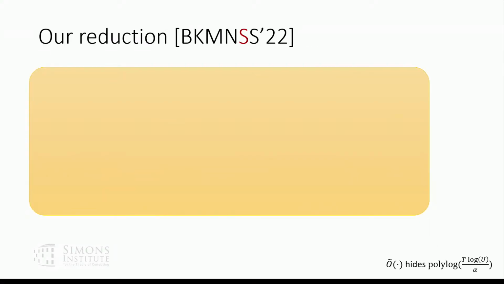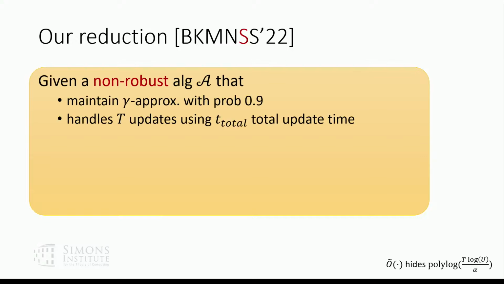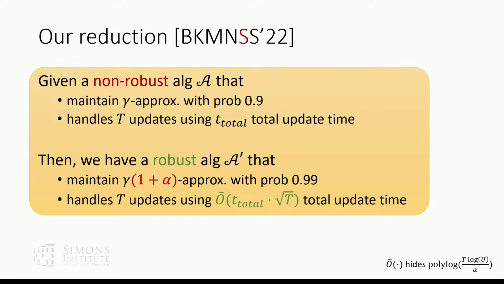So now let's see how to get something a bit better. Suppose we are in the same setting. You have a non-robust algorithm such that it handles T updates in T total time. What we're going to see today is that we can get a robust algorithm A prime that maintains gamma times 1 plus alpha, just a bit worse approximation, with probability it can be even better. Doesn't matter too much here. And it can handle T many updates using T times root T total update time.